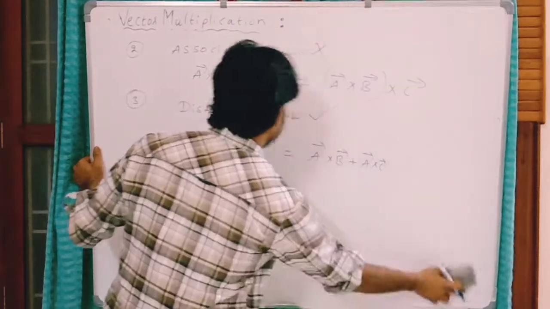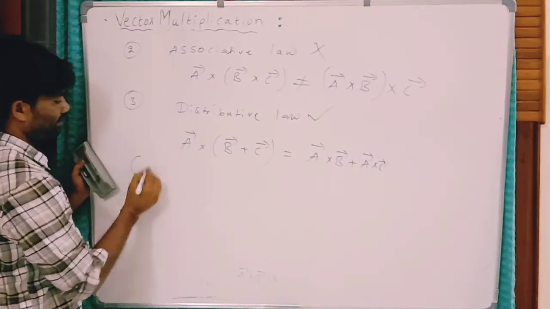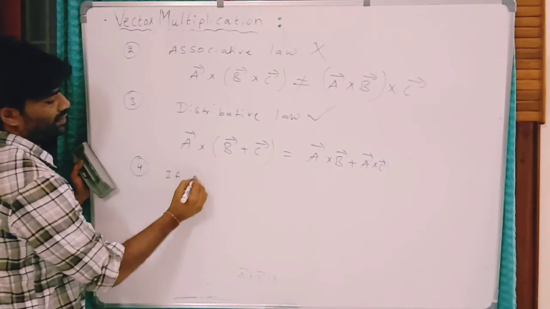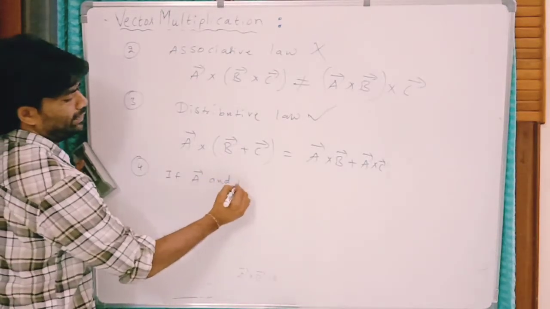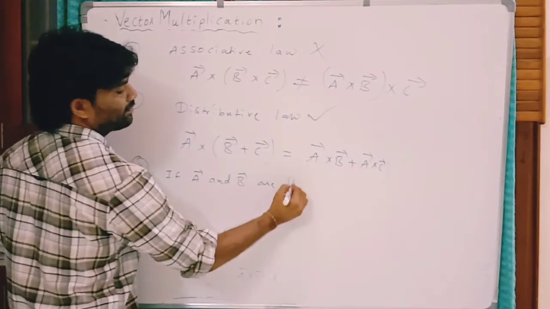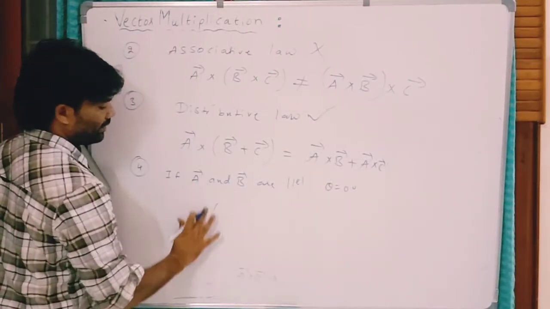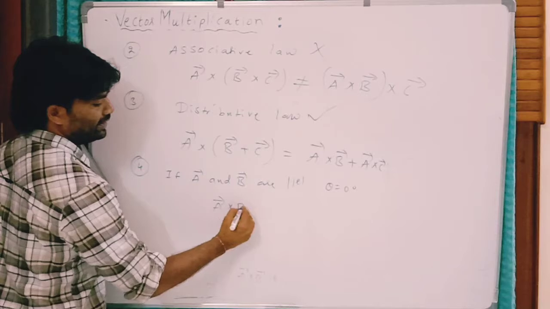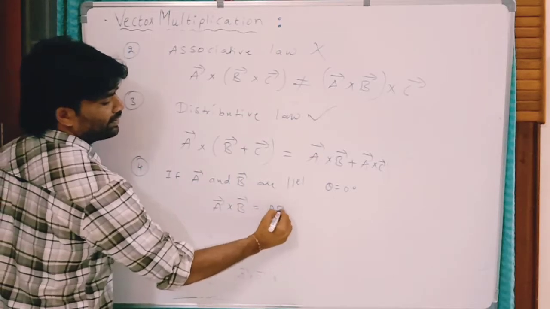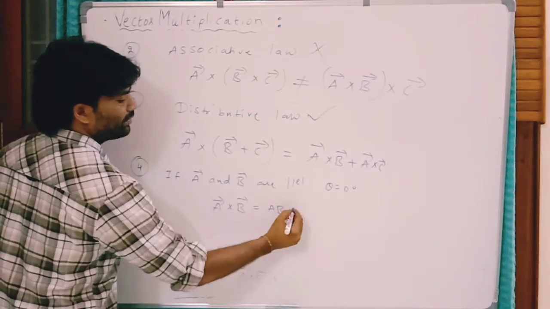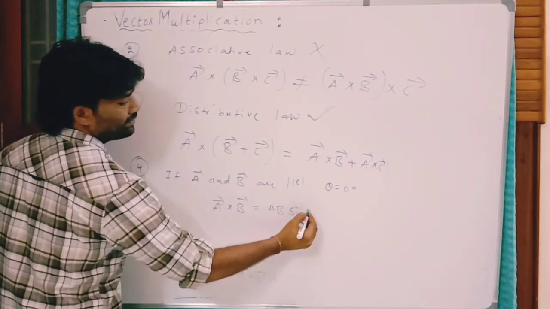Now the fourth one: if two vectors are parallel, if A and B vectors are parallel, meaning the angle between them is 0, then the cross product of the two vectors, A cross B, is equal to AB sine 0 into n cap.